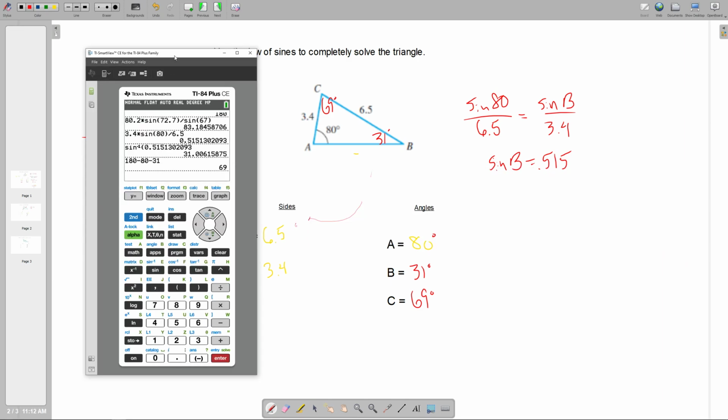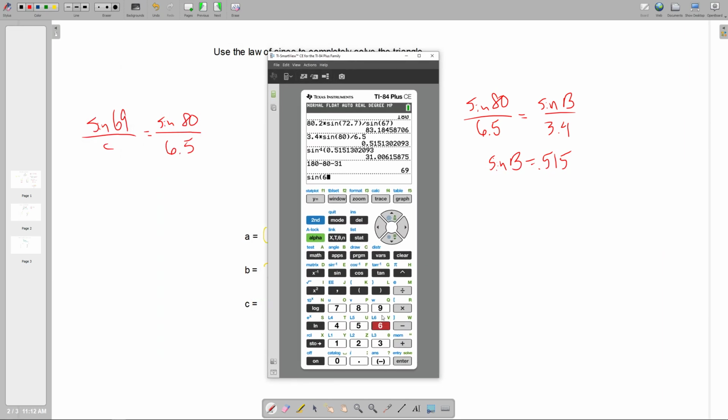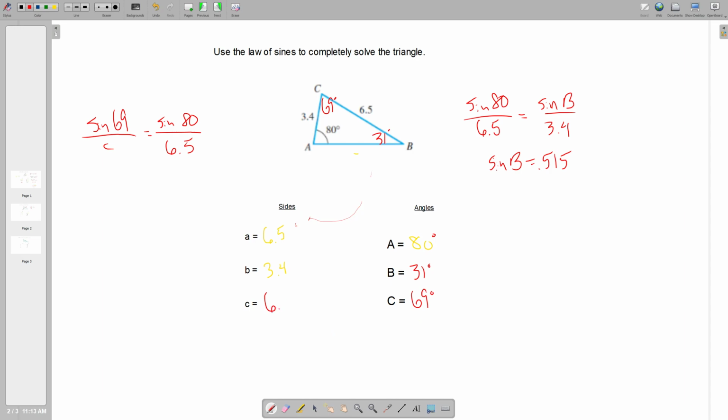So we're just going to multiply sine of 69 times 6.5 divided by the sine of 80, and you get 6.16, which we'll say 6.2, because we're rounding everything to tenths here, so 6.2. Okay, now we have all the missing sides.